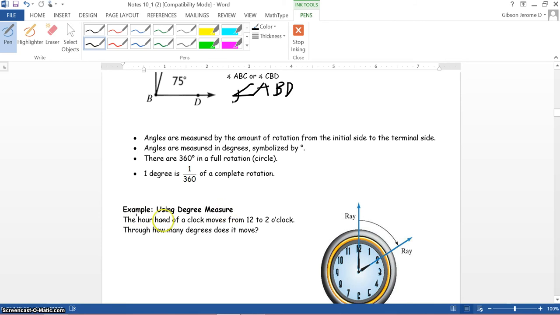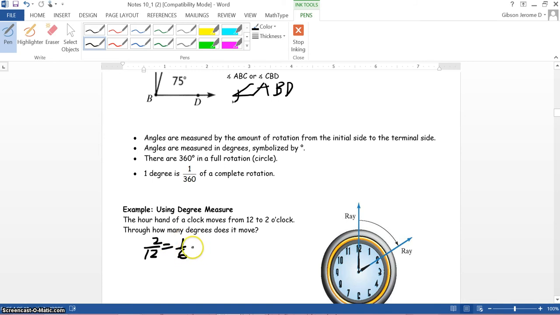Example, using degree measure. The hour hand of a clock moves from 12 to 2 o'clock. Through how many degrees does it move? Now we look at this problem here. If we look at a clock, we know it goes from basically 12 to 12, so there are 12 hours on the clock. We want to know, when it moves from 12 to 2, through how many degrees does it move? So we know from 12 to 2 is basically 2 out of 12. So it'll be 2 twelfths, which we know becomes 1/6.